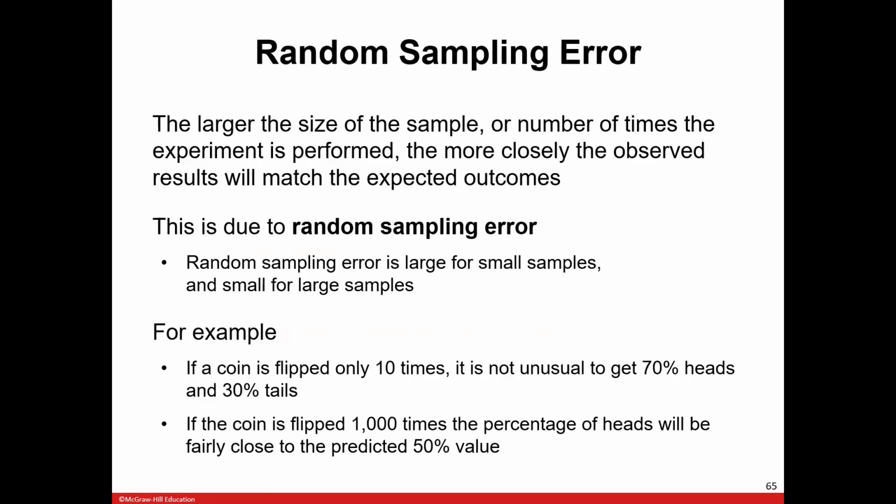Now, the larger the size of the sample, or the more times the experiment is done, the more closely the observed results will match the expected outcomes. So going back to our dog hair, when we're doing chi-square analysis, if you only check a couple dogs, you're probably not going to notice a big pattern. But if you start seeing the pattern when you have more than 1,000 samples, then you know it's something to pay attention to. Their example here is that if you flip a coin only 10 times, it's not unusual to get 70% heads, 30% tails. But if you flip it 1,000 times, the percentage of heads is going to be pretty close to the predicted 50% value.